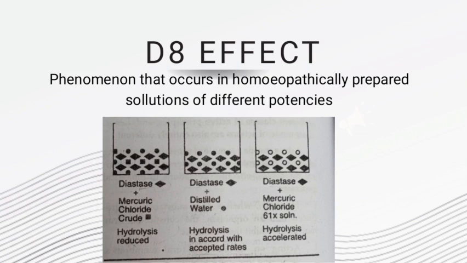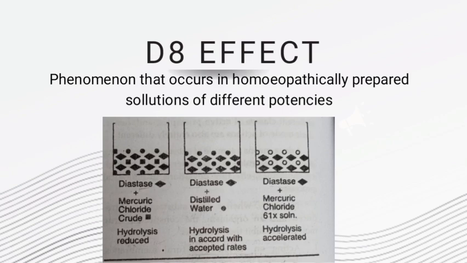Coming to the D8 effect, a phenomenon that occurs in homeopathically prepared solutions of different potencies. Studies have shown that the relation between the amount of agent and effect is not linear. They took 3 beakers, each containing a diastase enzyme. In the first beaker, they had mercuric chloride, a crude substance. In the second beaker, they had nothing but distilled water. In the third beaker, they had a potentized medicine.